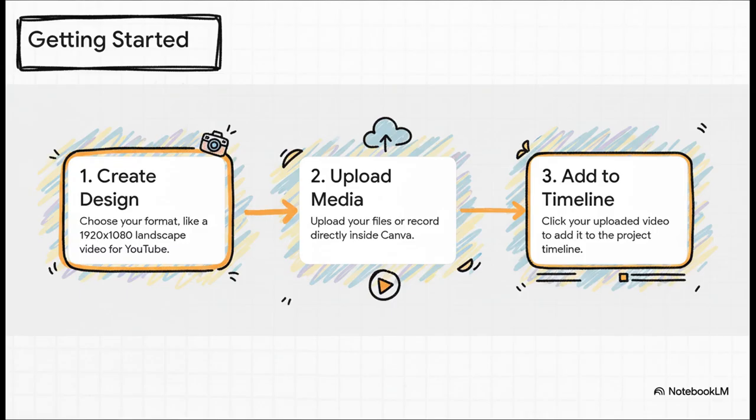First, you hit Create a Design and pick your size. Like 1920 by 1080, which is perfect for YouTube. Next, you upload your video files. You can even record yourself with your webcam right inside of Canva. And finally, you just click on your video and bam, it pops right into the editing timeline at the bottom.